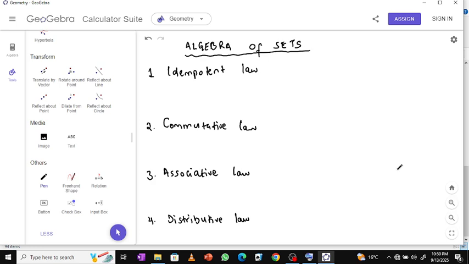We are still continuing with set theory. Set theory is quite wide. We are done with the basic definitions, we are done with the set operations, and now we have an algebra of sets. This algebra of sets simply means there are basic laws that we use when operating in set theory.